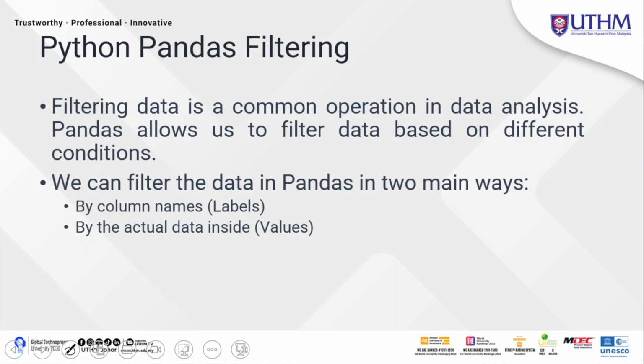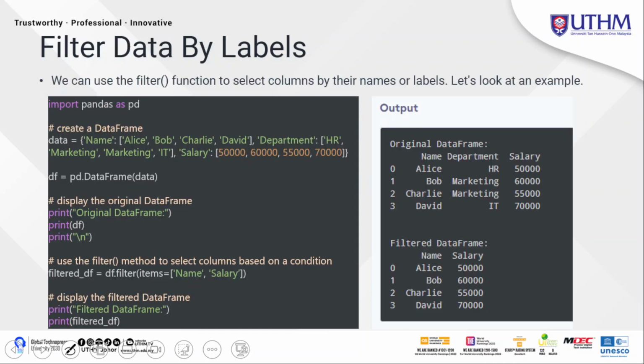Python's Pandas filtering. Filtering data is a common operation in data analysis. Pandas allows us to filter data based on different conditions. So maybe we are looking for only a certain part of the records or certain values from the data set. That is what we call a filter. You can filter in two main ways. One is by columns, which is by labels, and the other is by the actual data inside, which means by values. These are the two ways that you can do the filtering.